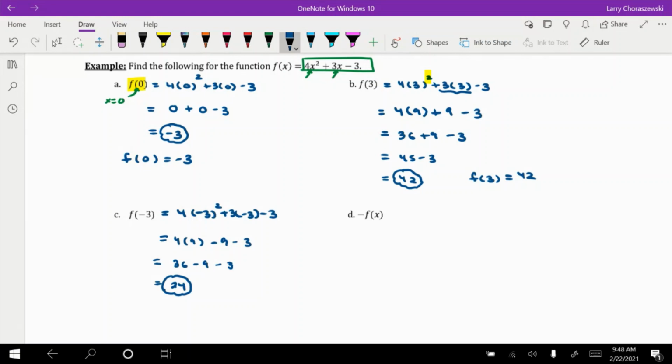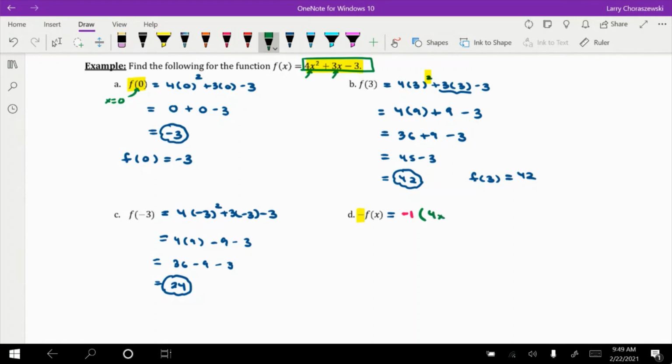We're not taking a specific x value and plugging it in. Rather, we're modifying the function itself. In part D, when you have a negative in front of the function notation, what this means is find the opposite of the function. Now, algebraically, here's what it all boils down to. We're just going to take negative 1, and we're going to distribute it to the expression from right here. Okay, so basically, negative f of x means multiply your function by negative 1.